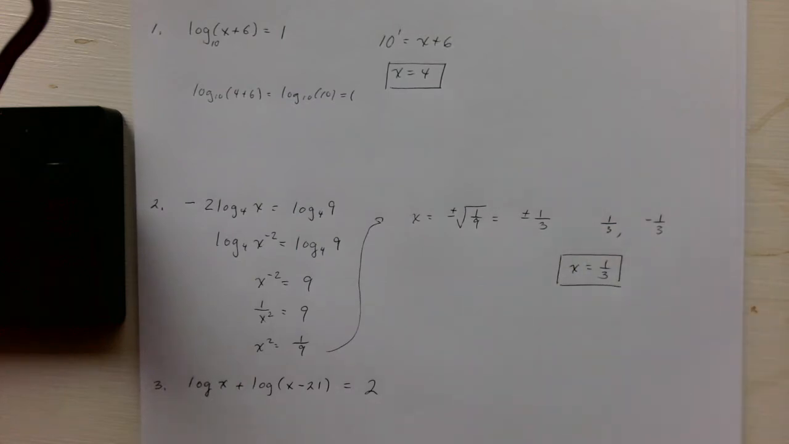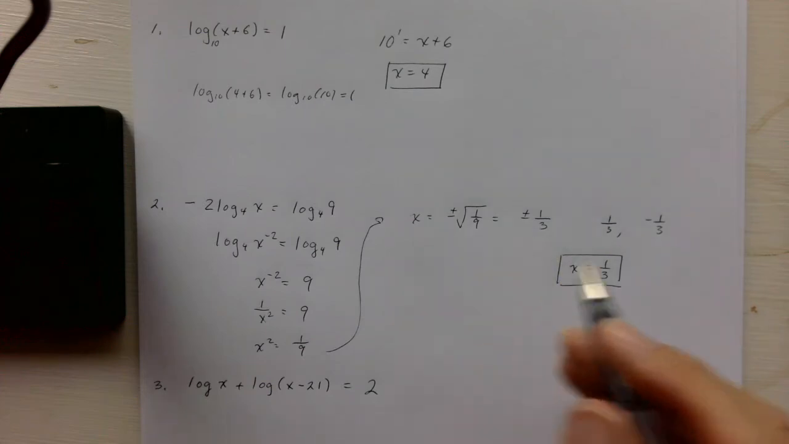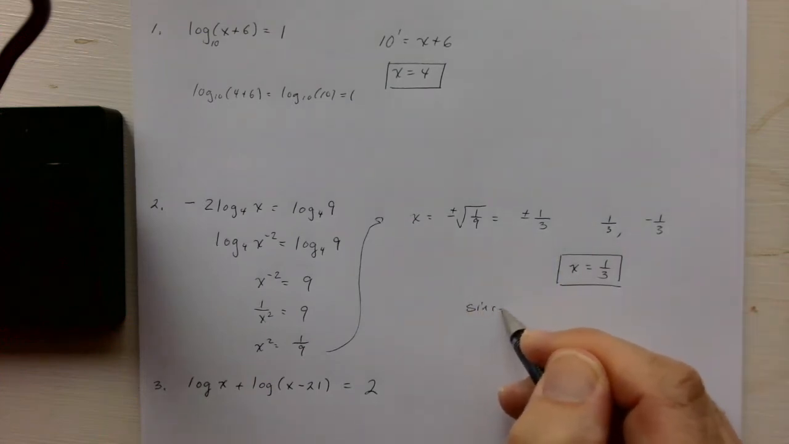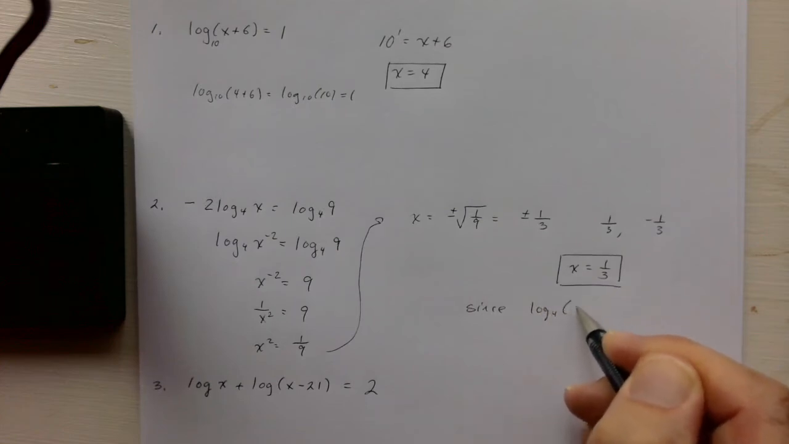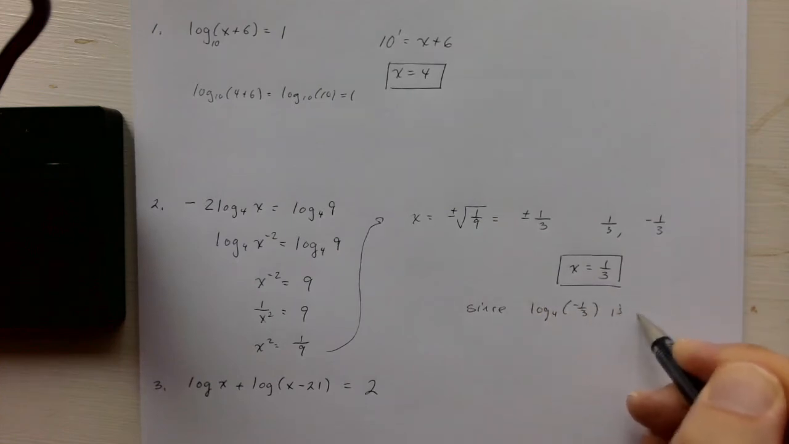That's another reason why you want to check your solutions, because log base 4 of negative 1/3 is undefined.